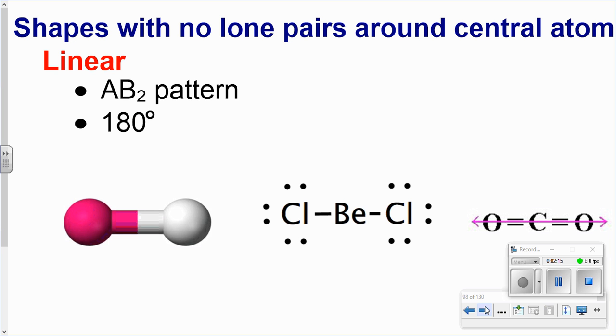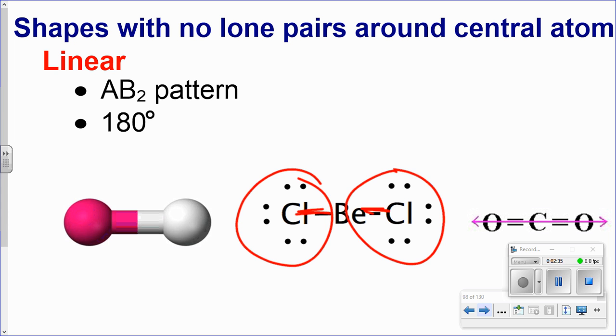What I like to do is separate these things into 2 categories: shapes with no lone pairs around the central atom and shapes with lone pairs around the central atom. Okay, let's talk about shapes with no lone pairs. Okay, so this is truly the EDG, the electron domain geometry. So when we talk about that, we have 2 electron domains, one here and one here. Okay, so we have regions of electrons here, and the same thing here and here.